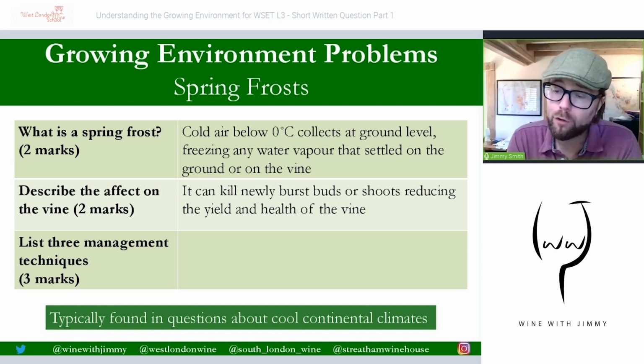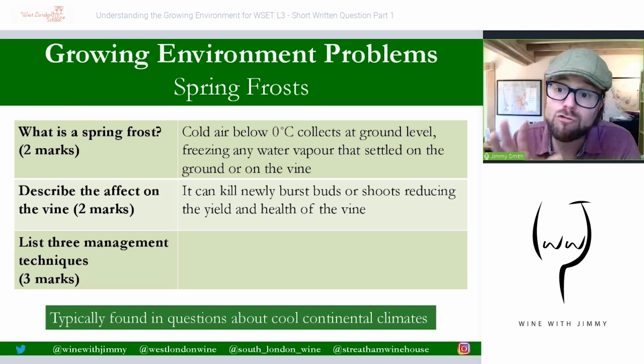So those buds, of course, are containing all of the genetic code to grow the main shoots, which will have leaves, inflorescence, which will be the flowers, then berries. And of course, if these are being damaged or destroyed, that's reducing the yield. Okay, so that's the effect on the vine. And then here, the description on the next question is list 3. So you don't need to go into too much detail here.